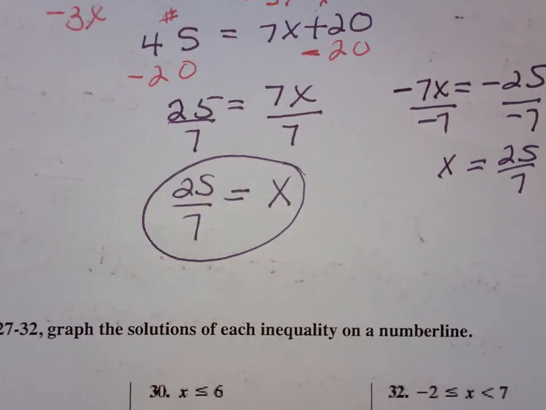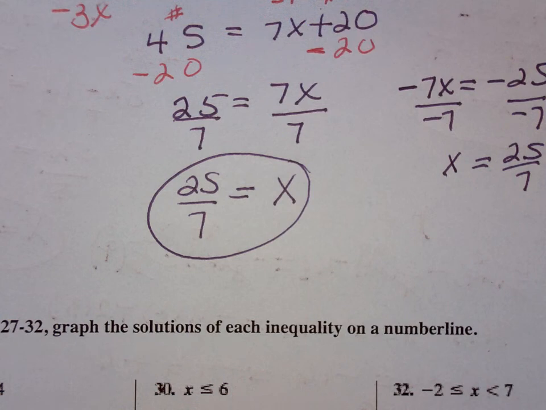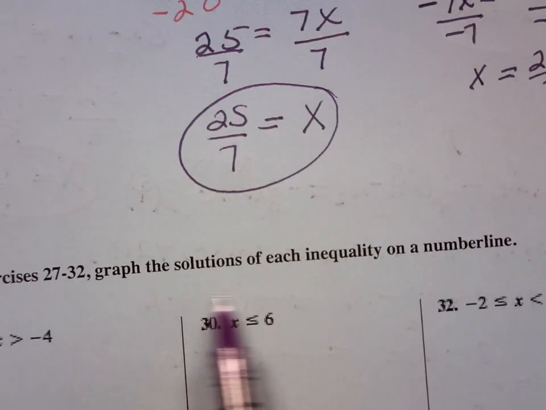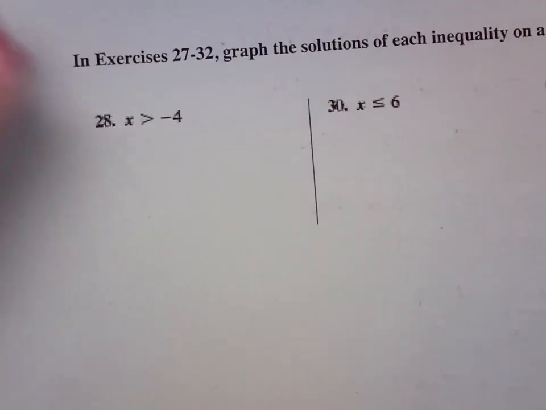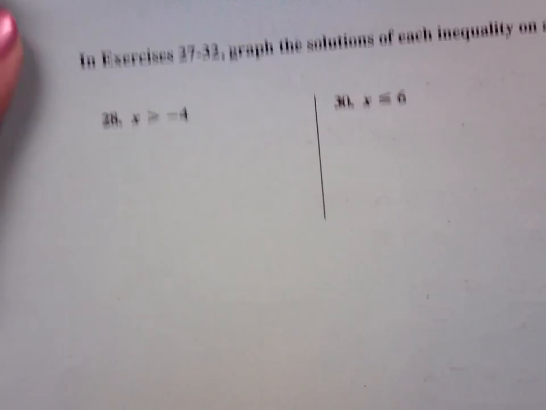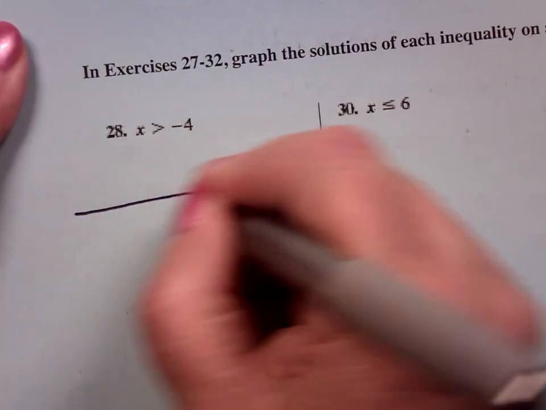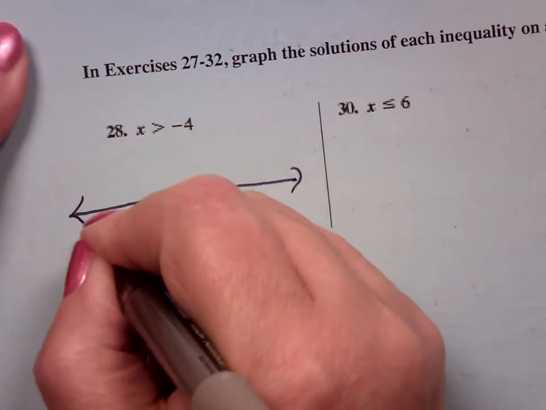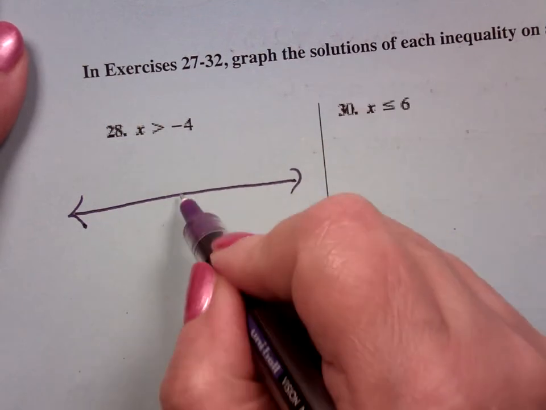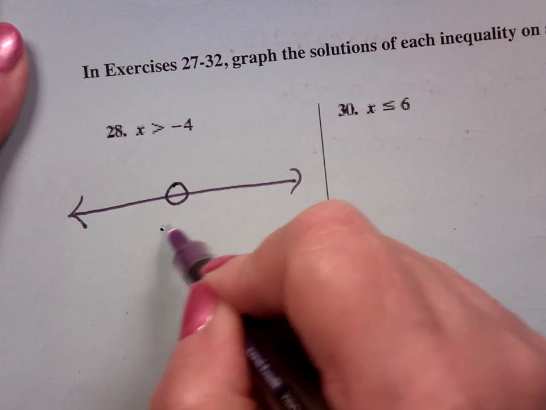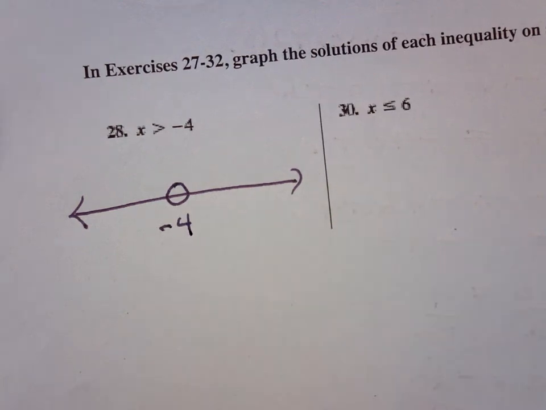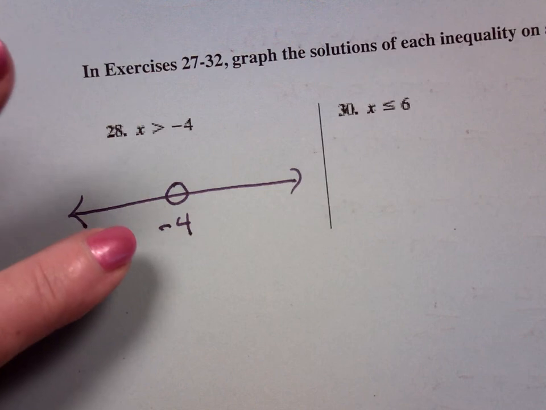We're now going to head into the world of inequalities. And it says graph the solution of each inequality on a number line. Suppose I have x greater than negative 4. I just draw my number line and put in, this does not include negative 4. And I usually use an open dot. Your book will use parentheses. You can do that once you put it in.